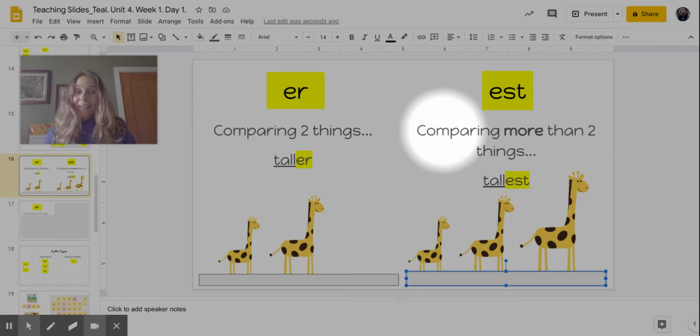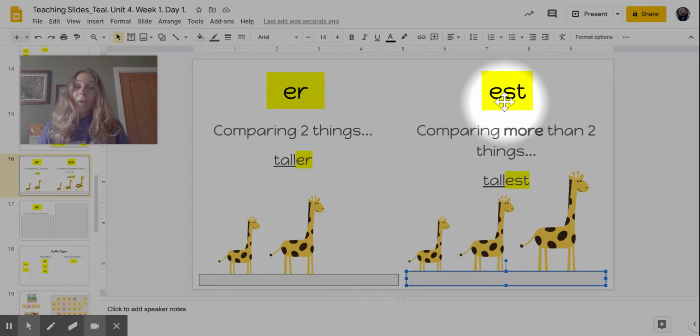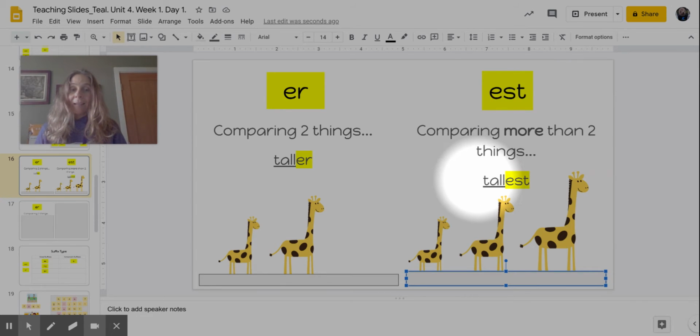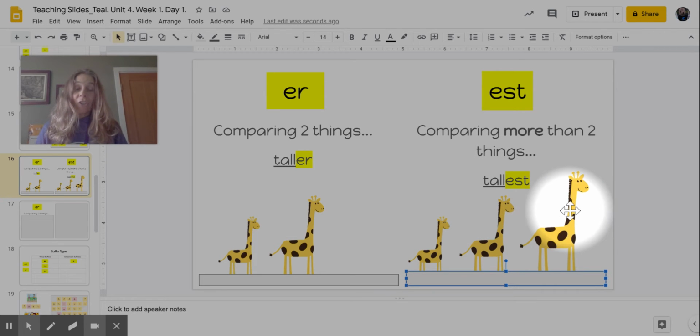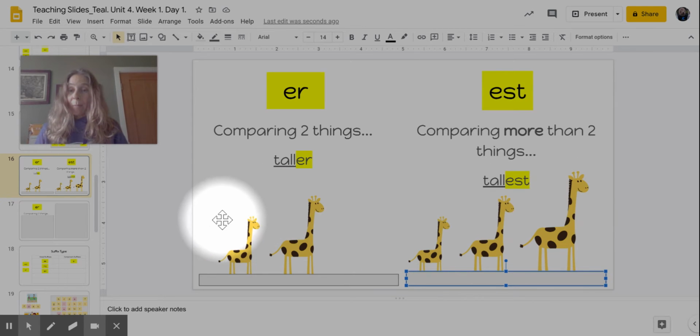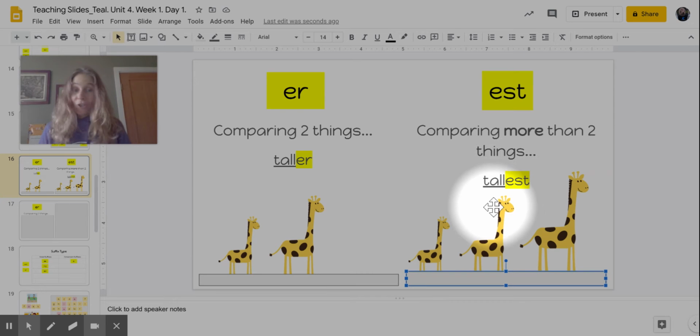So let's look at this. I'm comparing three things. It's more than two things. So I'm going to use -est. So now my suffix looks like this. Tall-est. This giraffe is the tallest of all the giraffes. So if I'm comparing two things, I'm going to use -er. And if I'm comparing more than two things, I'm going to use the suffix -est. And I'm going to add it to my base word, tall, just like that.